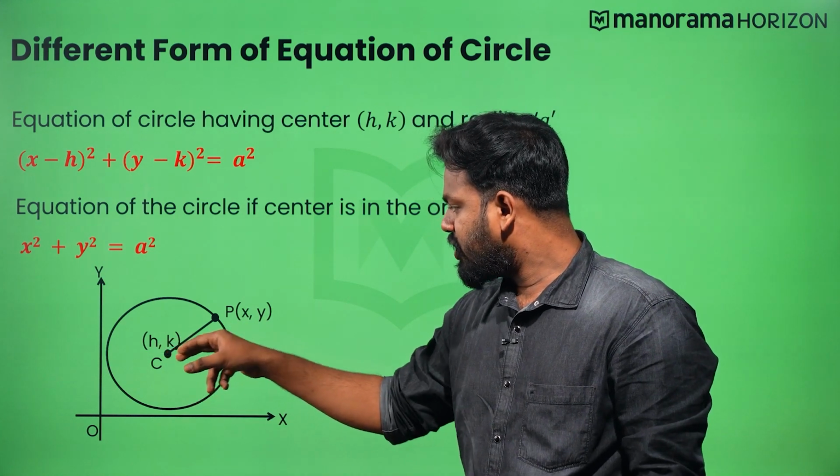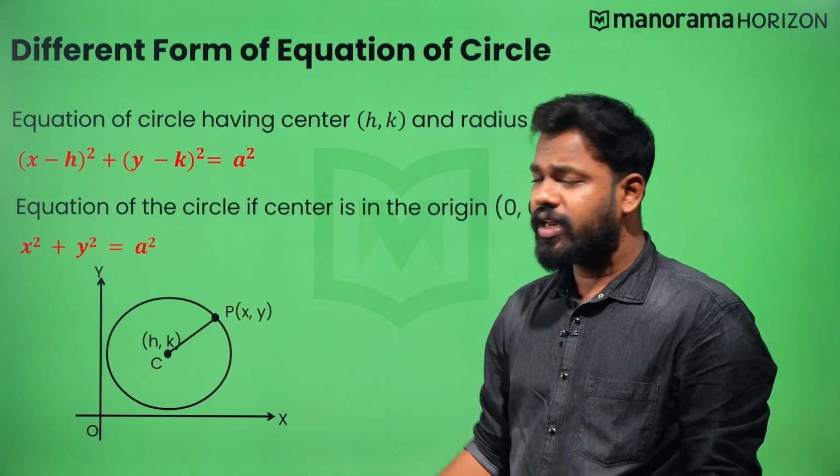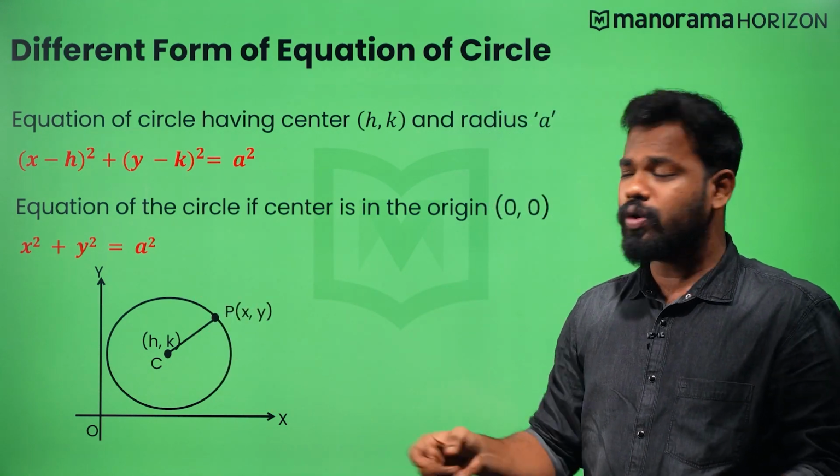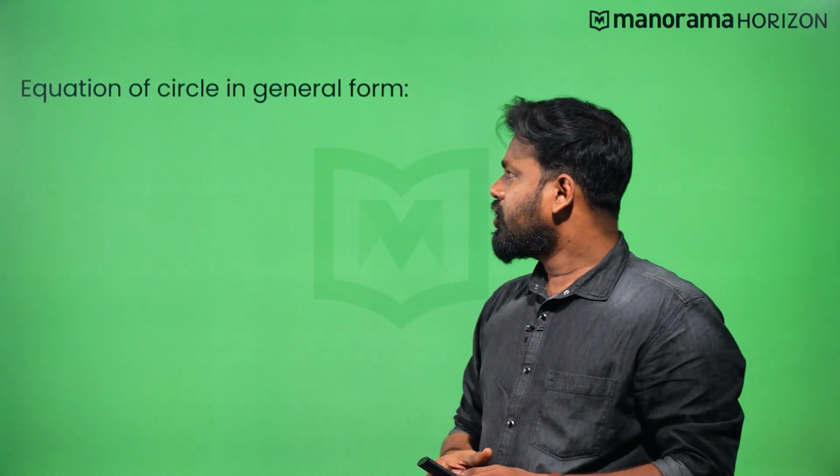Suppose you have center (h, k) and another point P(x, y), the equation will be the normal one, (x minus h) the whole square plus (y minus k) the whole square is equal to, and if the radius is a, it will be a square. Now, equation of a circle in general form.